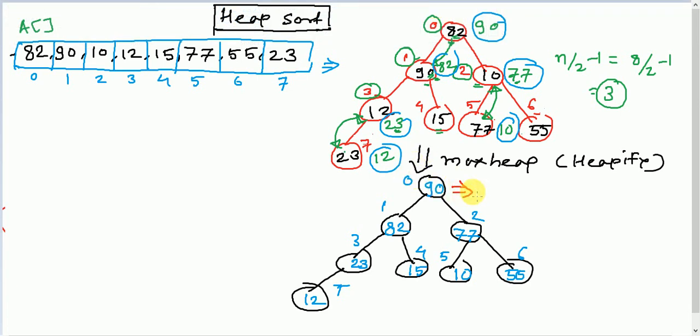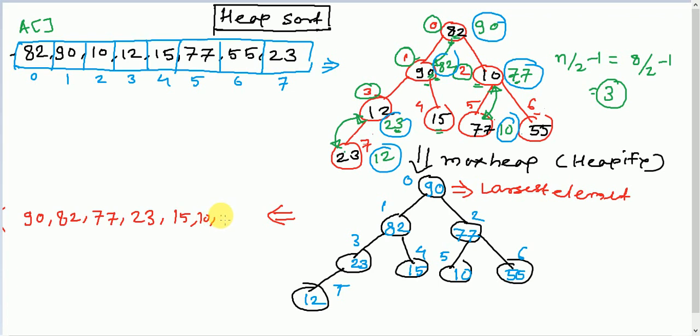Right, now if we look very carefully here, we will find that in this particular heap at index 0, this is the largest element. And if I represent that heap in the form of an array, I'll get 90, 82, 77, 23, 15, 10, 55 and 12. Okay, this is the largest element at the first pass.